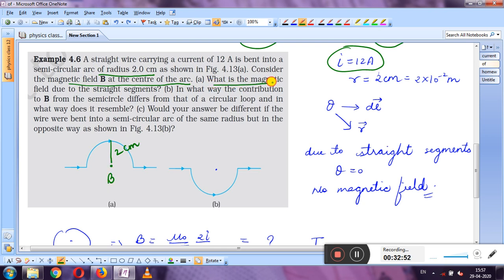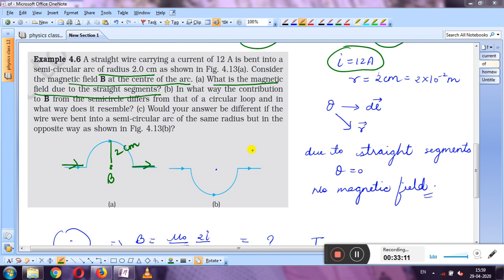First part is, what is the magnetic field due to straight elements? Can you see these straight elements? Due to these straight elements, we have to first find the magnetic field at the center of this arc. So what could be the magnetic field due to straight current elements?